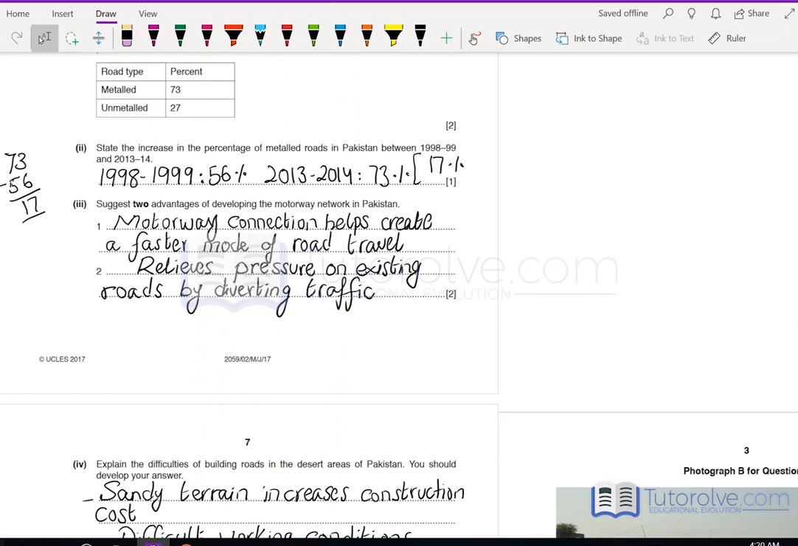Now, a motorway connection helps create a faster mode of road travel. It basically allows people to cover even long distances in shorter time because the speed is higher. It also relieves pressure on existing roads. In this case, if you talk about the Lahore-Islamabad link, you can think about the Grand Trunk Road or the motorway, and see the amount of traffic that goes through the Grand Trunk Road, and see how easy it is to travel along the motorway because there is no traffic congestion.